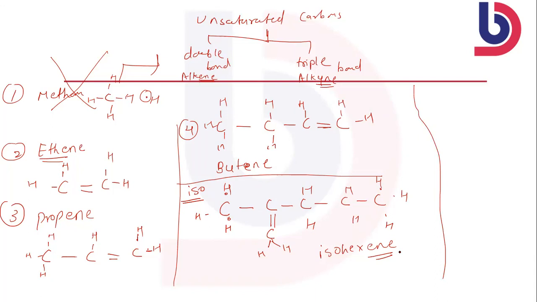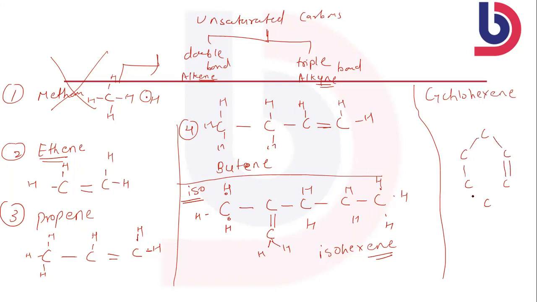Now let us discuss the cyclic. Suppose I want to write cyclohexene. Then how will I write it? First of all, I have to write the hexene structure. Hexene means six carbons. So six carbons will be attached like this. Now you can write the double bond anywhere you want. Now I am introducing a double bond somewhere here.